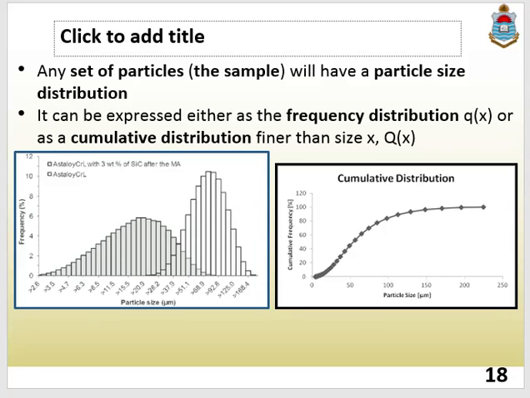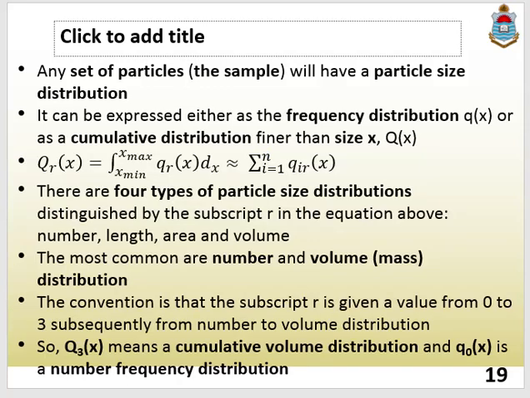We saw that whenever the particles are reduced or whenever we have a sample of the particles, there is a distribution of the particles, that they all do not belong to the same class size. So there are different sizes and there are different number and different weight of particles in each size range. And then we saw that we can have either frequency distribution or cumulative distribution.